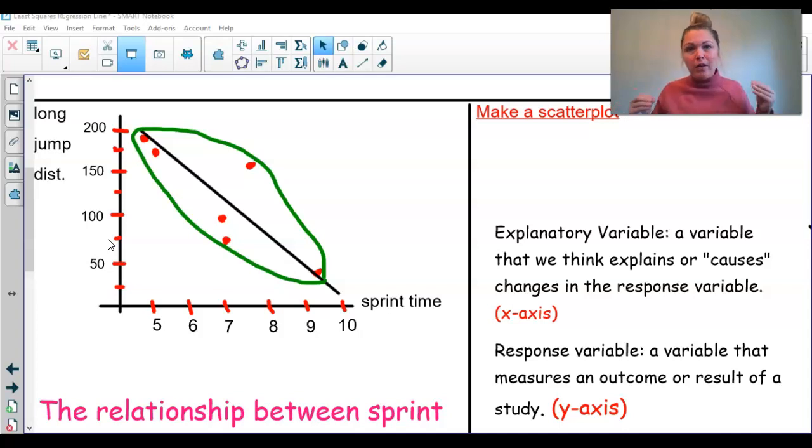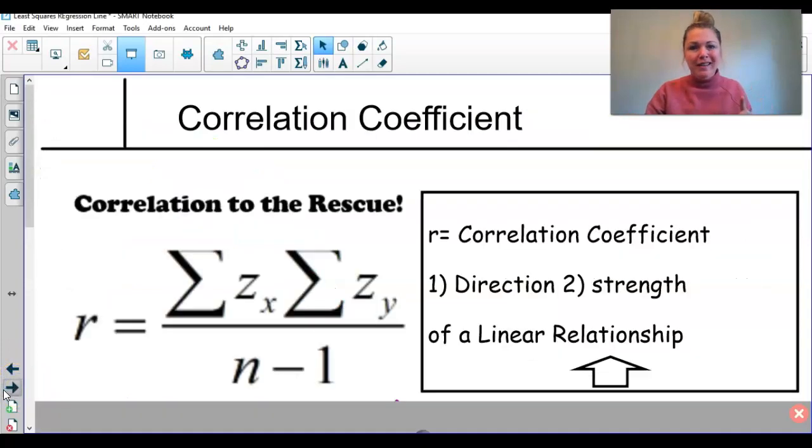And that's called the correlation coefficient. And what is that correlation coefficient? That is actually called R, okay? And what R does, that correlation coefficient, it tells us the direction and the strength of a linear relationship. Okay, two things, the direction and the strength.